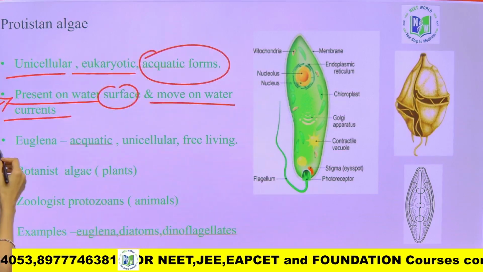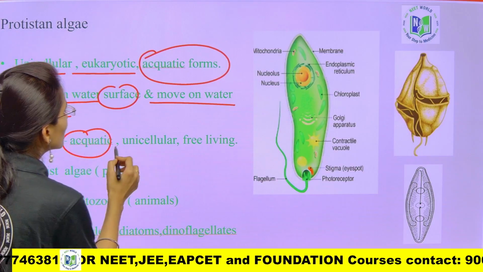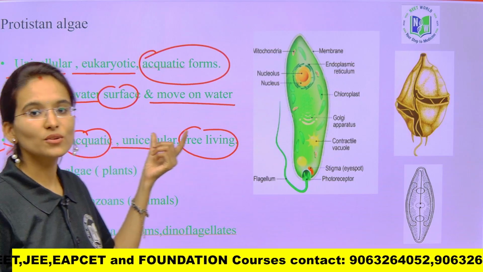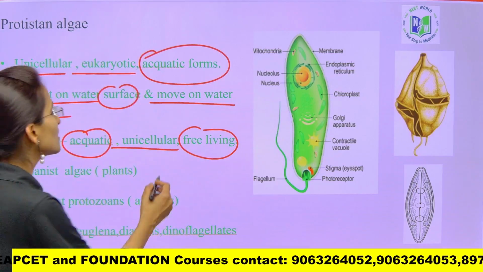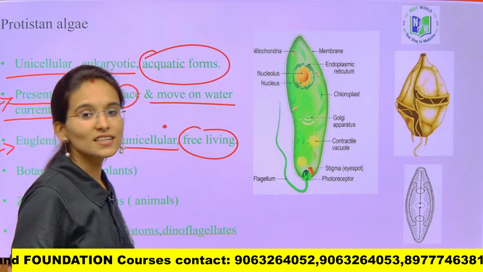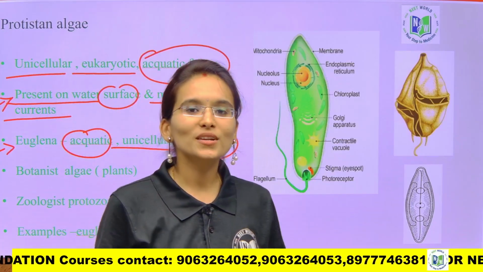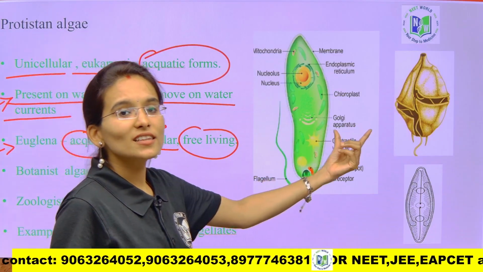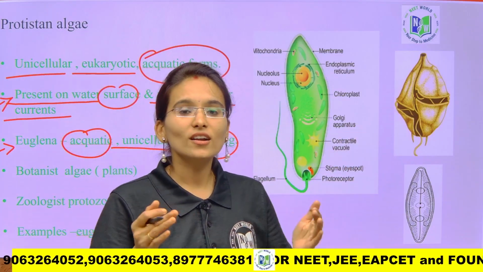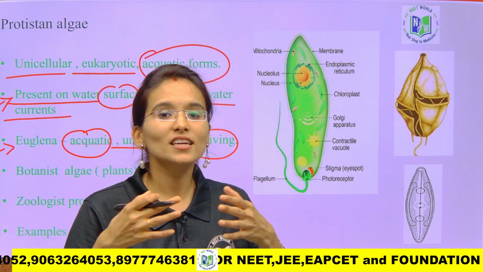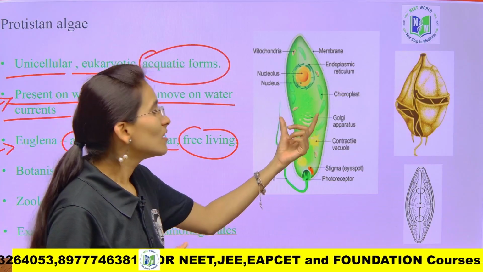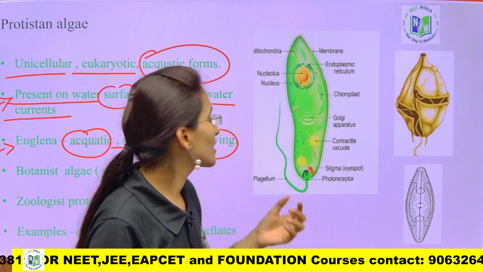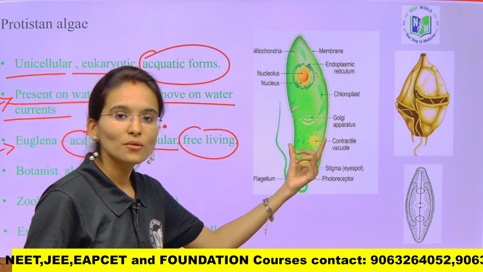And the next point, Euglena is aquatic, unicellular and free living. It is completely aquatic. It contains only a single cell, hence we call it unicellular. And these are free living, in the sense that it does not form colonies or live in a group. It is solitary, present singly. It is also called a free-living one, Euglena.